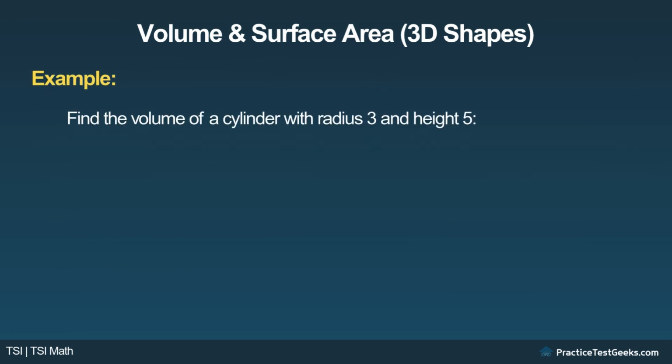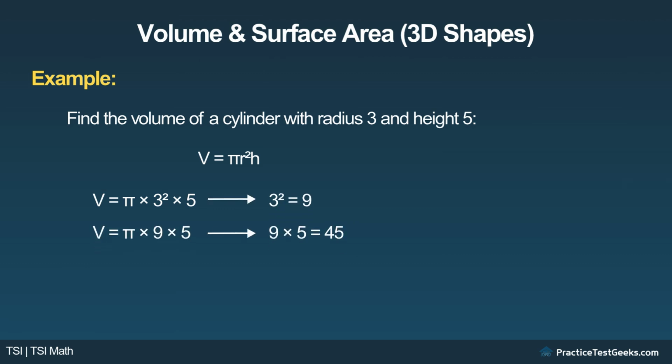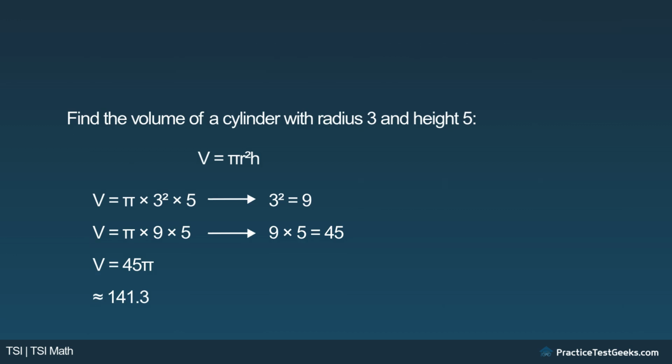Example: find the volume of a cylinder with radius 3 and height 5. Use the formula V is equal to pi times the radius squared times the height. Substitute the values: V equals pi times 3 squared times 5. 3 squared is 9, so this becomes pi times 9 times 5. Multiply 9 times 5 to get 45, so V equals 45 pi. Finally, approximate: 45 pi is about 141.3.